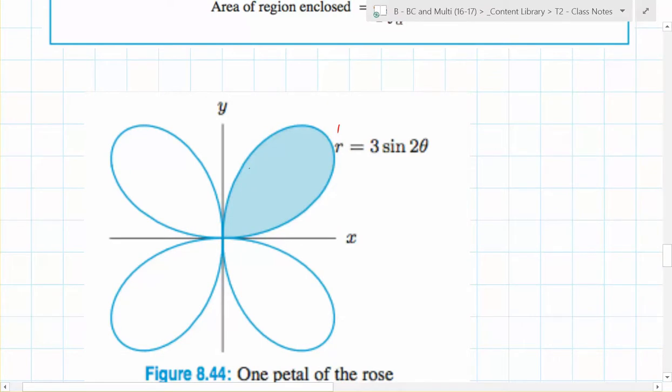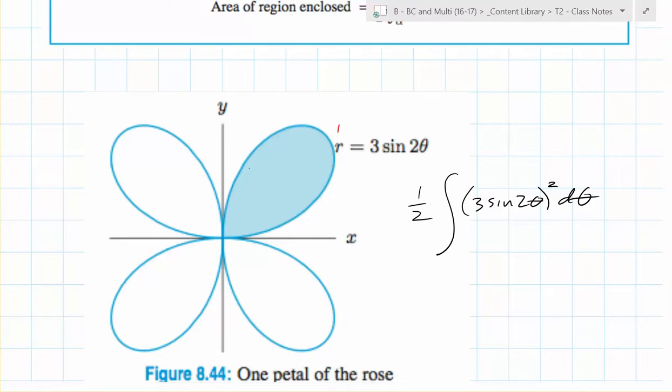Well, let's set up the integral here. It's going to be just 1/2 the integral of f of theta. Does it give you f of theta? Yeah. What is it? 3 sine 2 theta. What do you do to that? Square. d theta. But what have I not written in? Alpha and beta. The starting theta value. So where does this start? It starts at the origin.